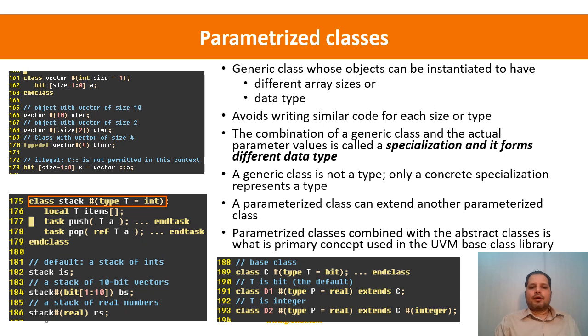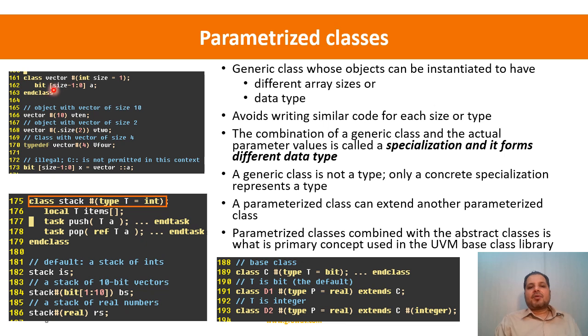Okay, so we will look into parameterized classes. It's one of the advanced concepts within the class. What parameterized classes allow us to do is have a generic class whose objects can be instantiated with different array sizes or data types. This is the main functionality provided by parameterized classes. The reason to use them is that it avoids writing similar code for each size or type. This will become clear once we look at an example.